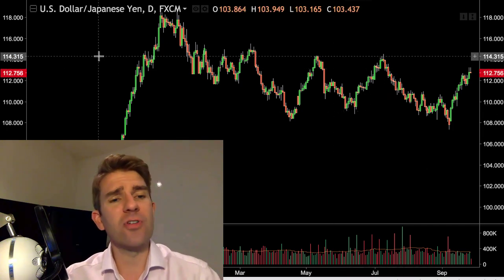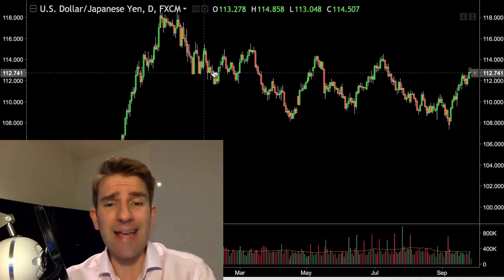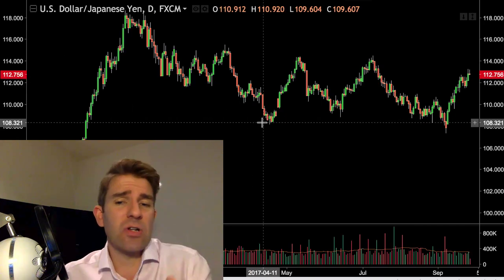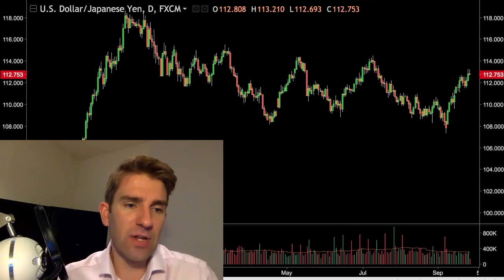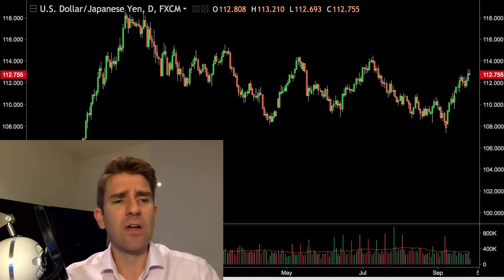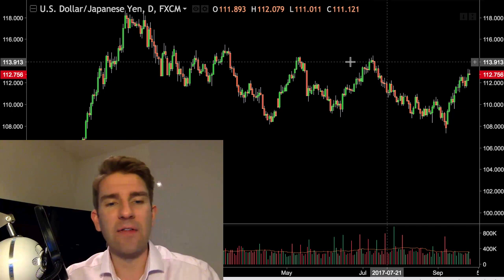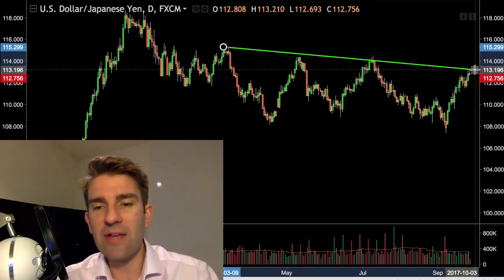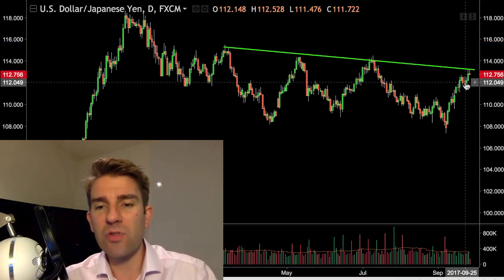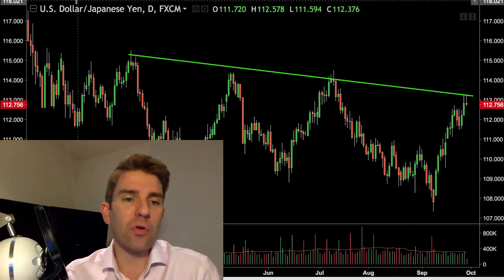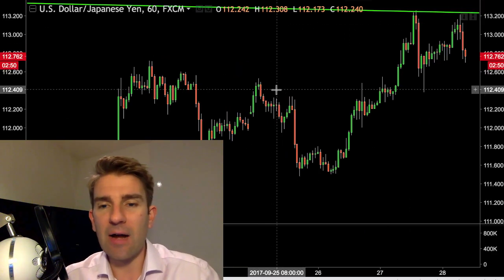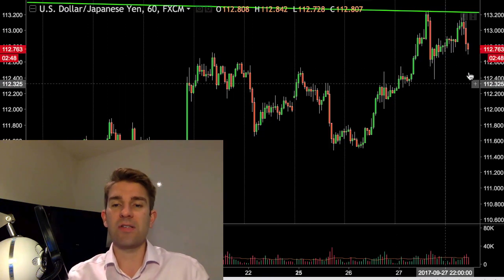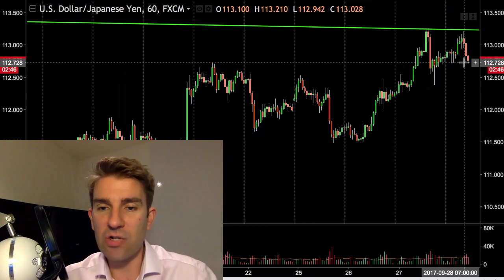So I've got up here US dollar JPY, US dollar yen. I've got a daily chart, so daily candles. Let's say, for argument's sake, for this video, that I come along and say, okay, I think we've got a trend here, a trend line. We're above this 112 level. I want to take a short, so I go down to my lower time frames, maybe look at the hourly, and I would say, okay, it looks very nice. I'd like to take a short here.